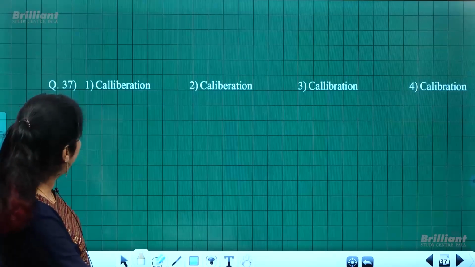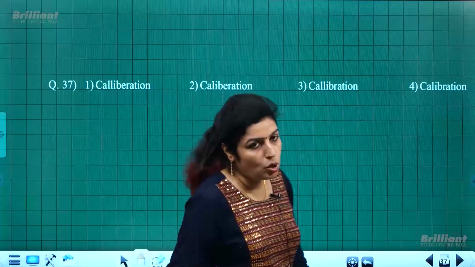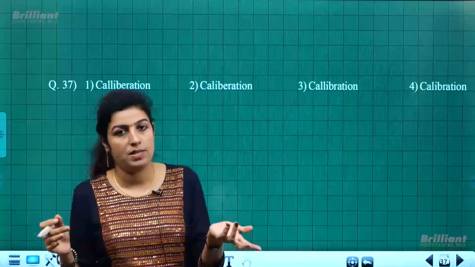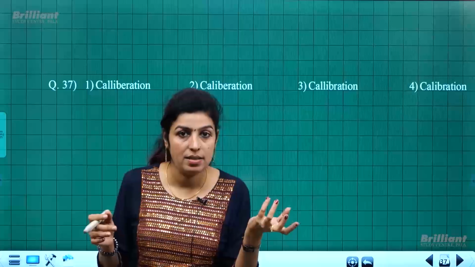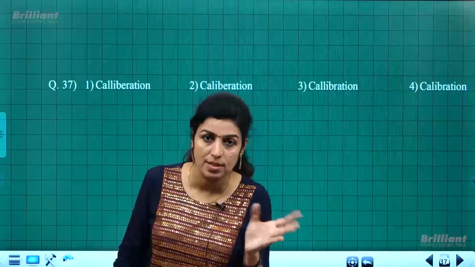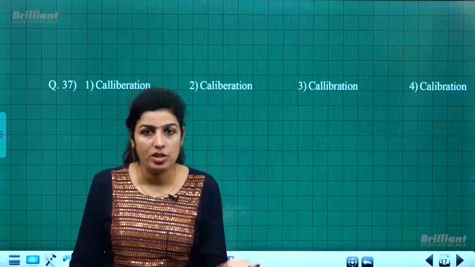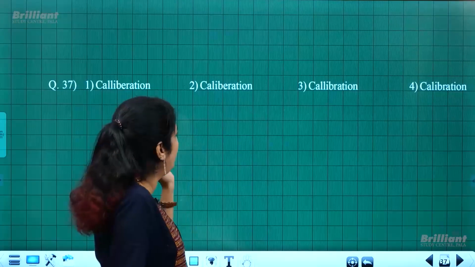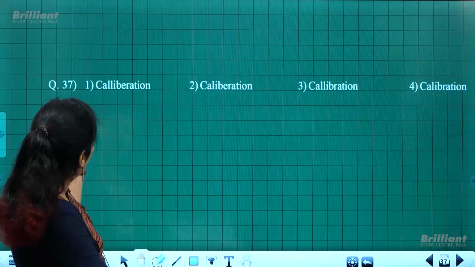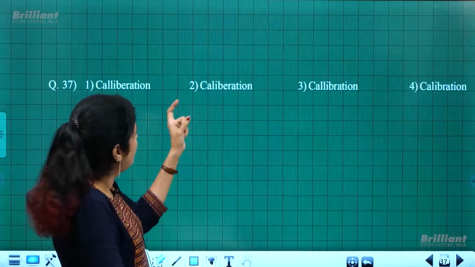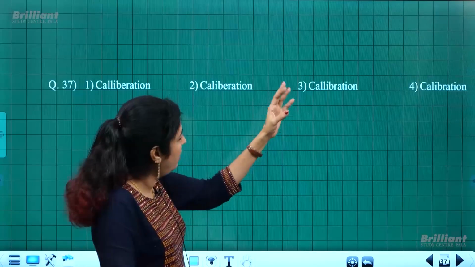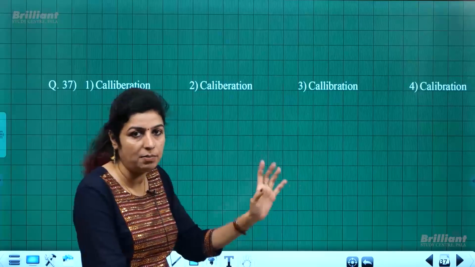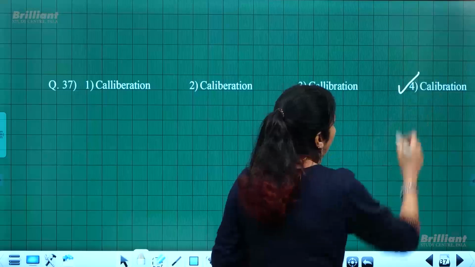Now next is calibration. Calibration means to measure or to standardize something, to measure the caliber of something. It's a process. The process with which you standardize anything, that is what you call calibration. Now the thing is, which one is correct? Is it with double L, or is it single L? It's not calibration with double L, but calibration with single L.